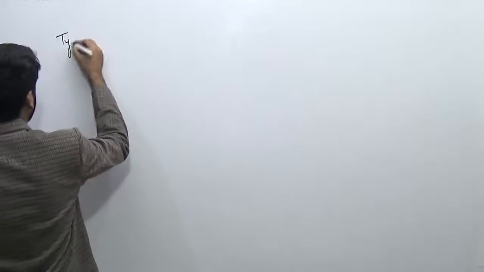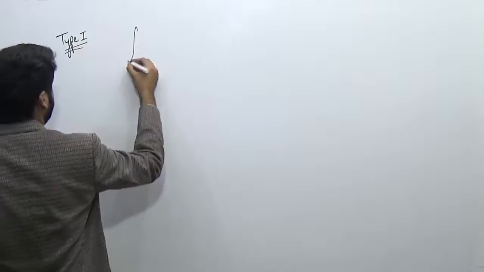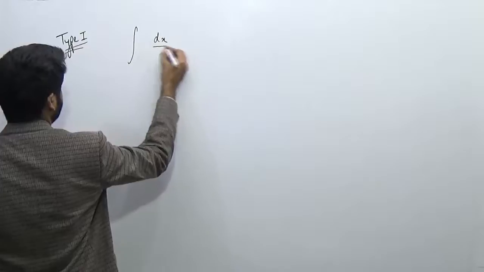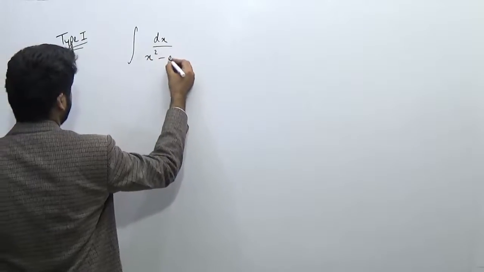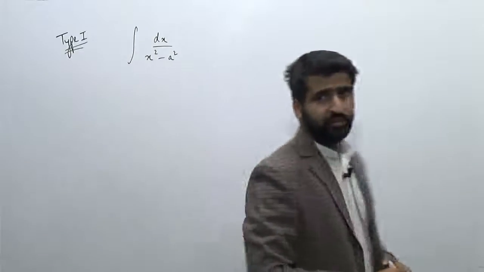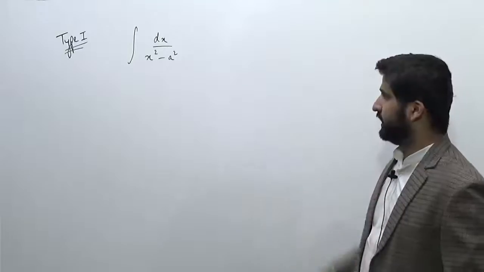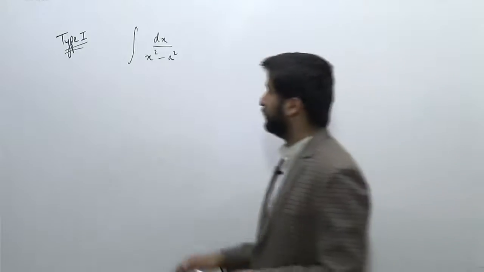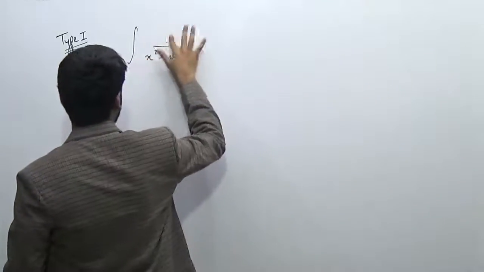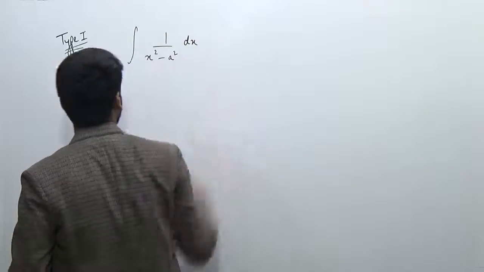So we will discuss 6 types. First one, type 1, is the integration dx upon x square minus a square. So we will learn how to do the integration of dx upon x square minus a square. Now this can also be rewritten as 1 upon x square minus a square dx.